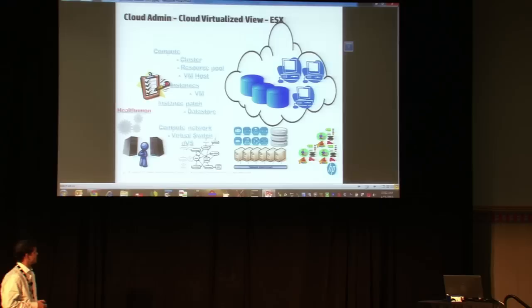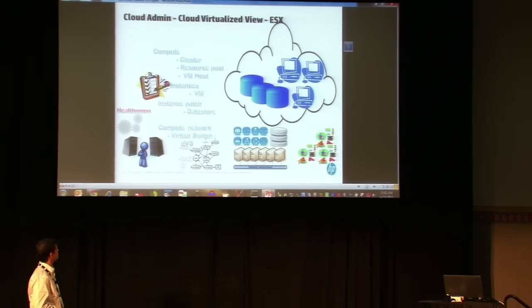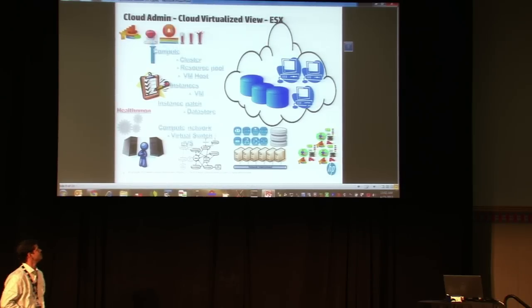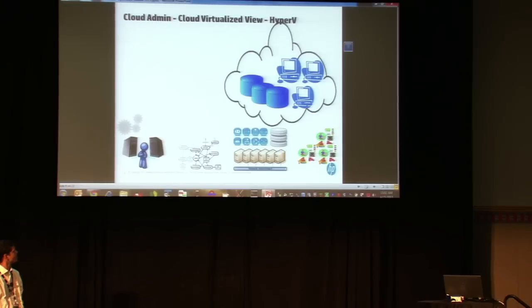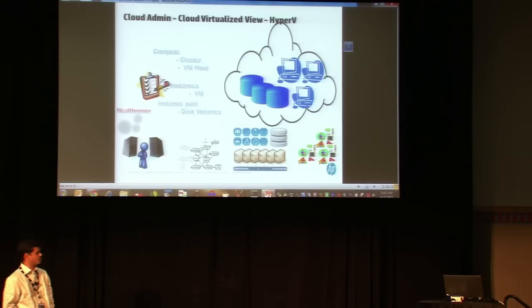So in the compute network, you'll have a virtual switch. It can be a DV switch. And there are different port groups available. And for each, again, you'll collect similar data. So when I drill down to Hyper-V, again, you have the VM cluster and VM host. Instance is VM. Instance path here, it's a disk volume. And the compute network is virtual switch and switch port.